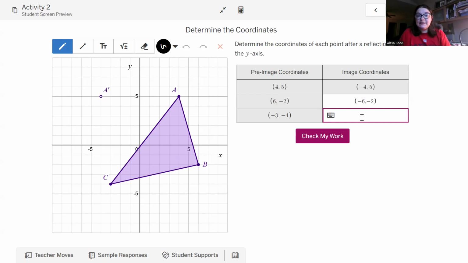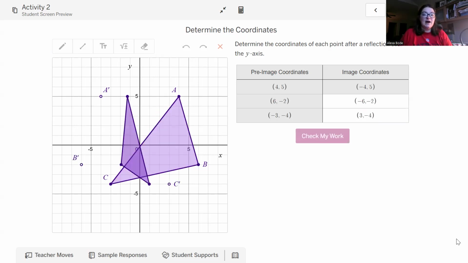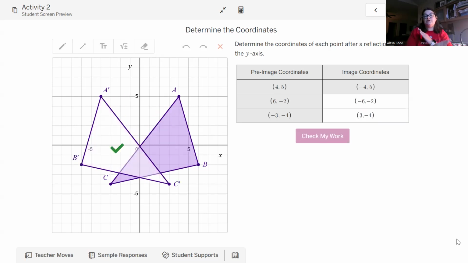And then our point C, -3, -4, that rule still applies. The x value changes, becomes its opposite. So -3 becomes +3. And our y value will stay -4. When I check my work, you can see how when it reflects, the triangles now cross each other. That is okay. That's what happens in a reflection. So I don't want you guys getting caught up if you see a reflection in multiple quadrants.